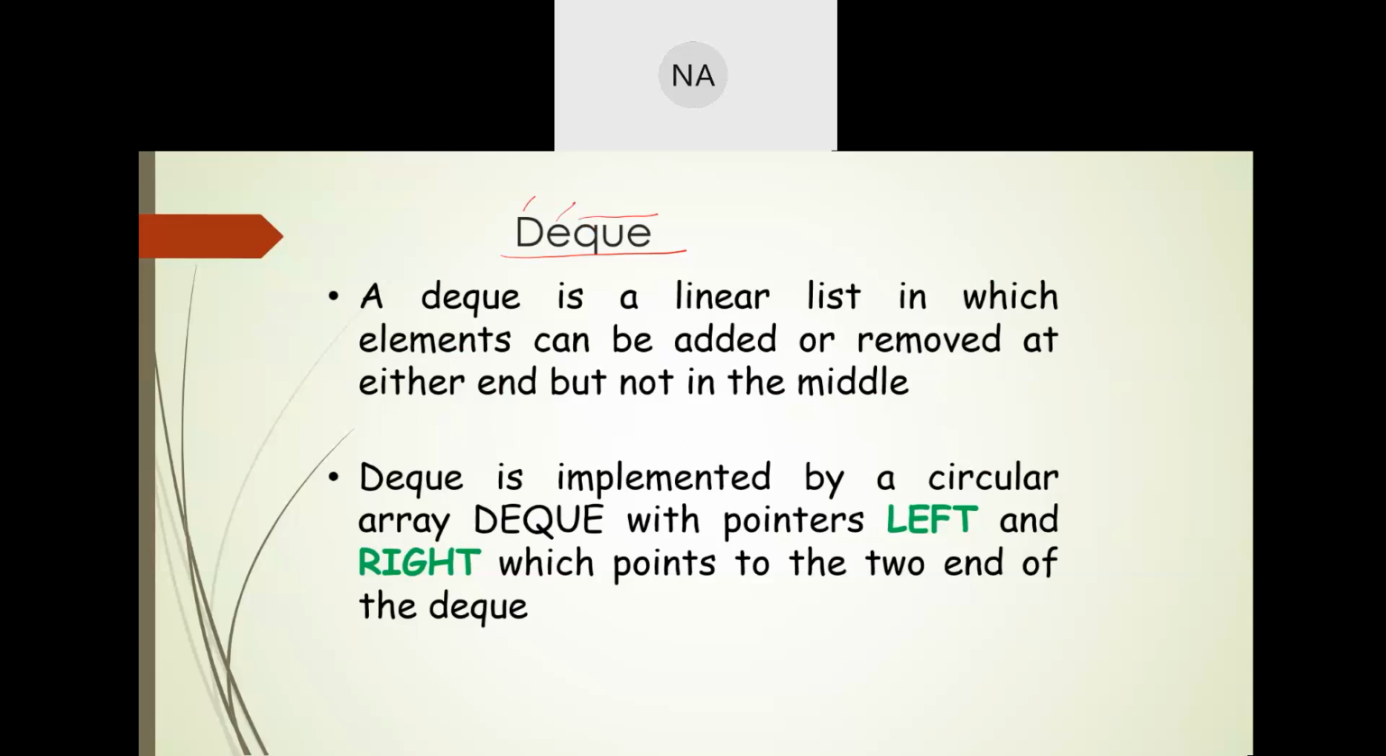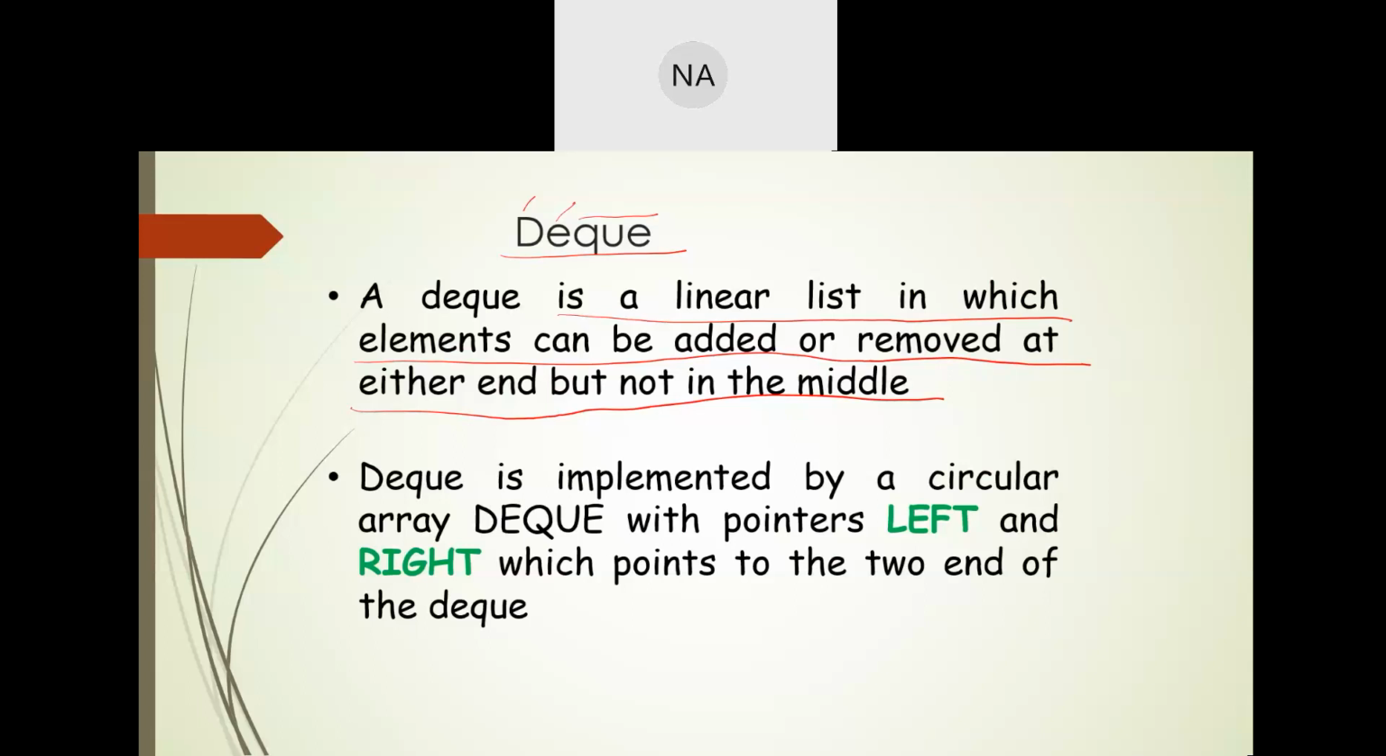And in the deck, the ends are called left and right end, because insertion can be performed at any end, likewise deletion can be performed at any end. So there is no need to call them front and rear. We call them left and right. Insertion and deletion can be performed at the left end and also at the right end. So deck is a linear list in which elements can be added or removed at either end but not in the middle.